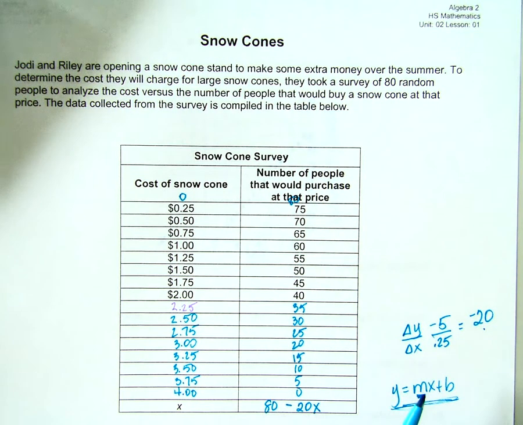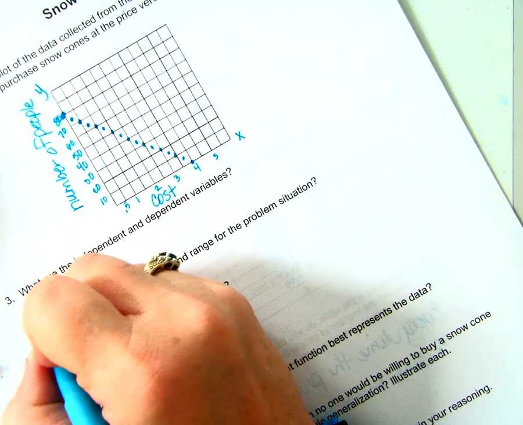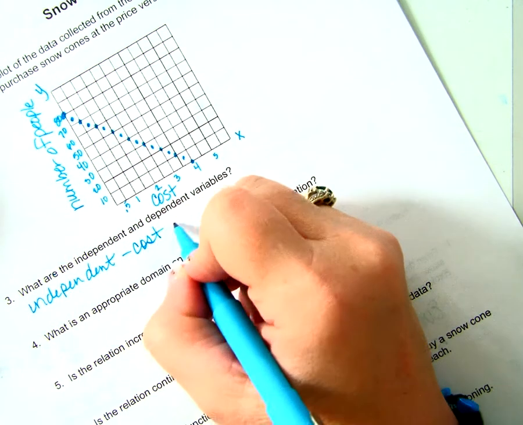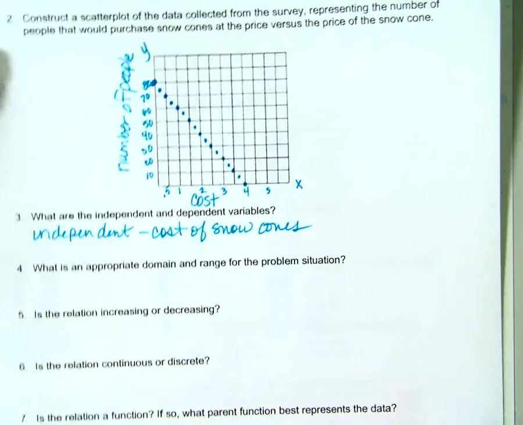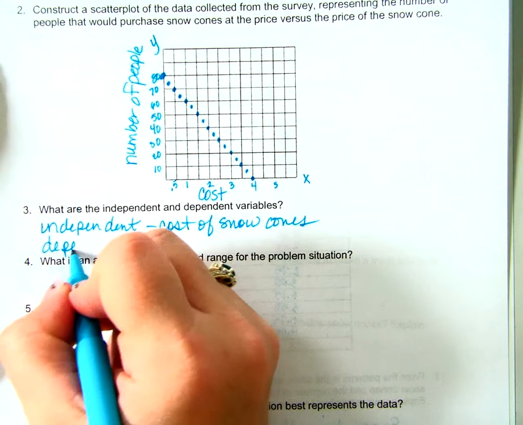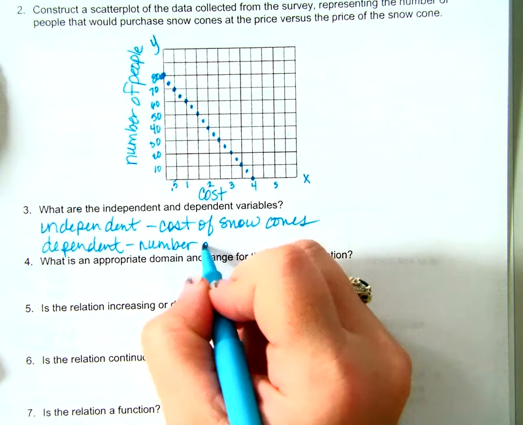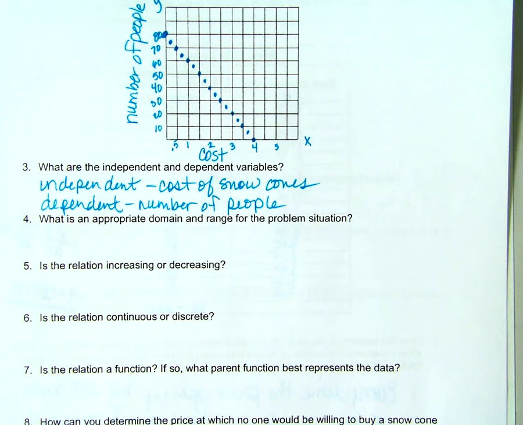So which one's independent, which one's dependent? The cost of the snow cones is independent. So which one's dependent? Before we answer number 4, which one am I going to want you to answer first? 6, right? Number 6. Why?